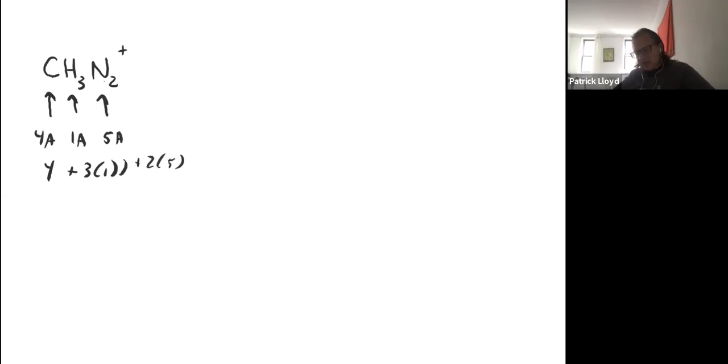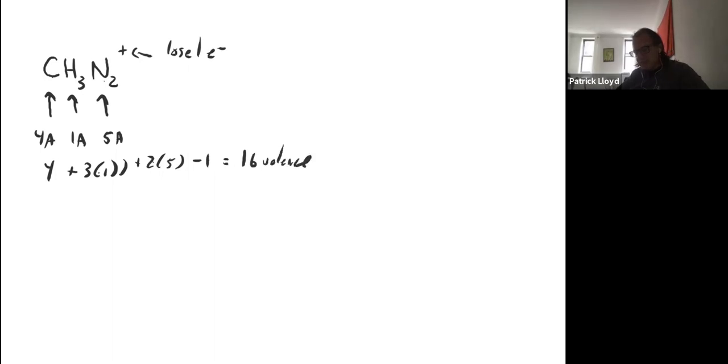However, see how it's got a positive charge there? You subtract 1, lose 1 electron. Okay, right? Plus means you lost. Negative means you gained in terms of electrons. So I'm going to subtract 1. So the number of valence electrons is 4 plus 3, 7, plus 10 is 17, minus 1, 16 valence electrons.